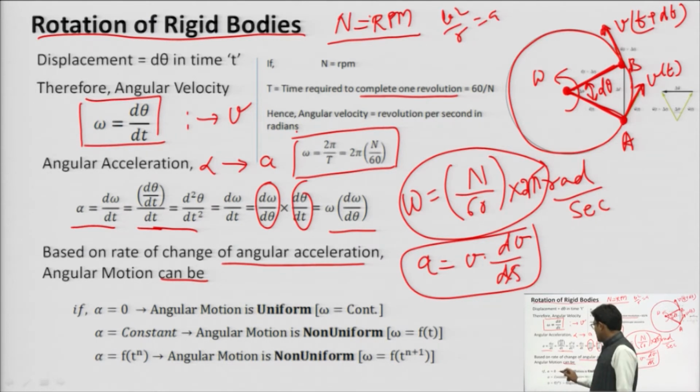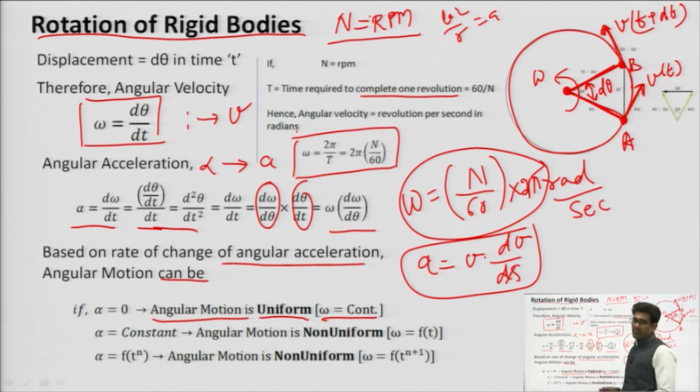So, if alpha is equal to 0, angular motion will be uniform, and it means omega will be constant. Angular velocity will be constant throughout the time if alpha is 0, if it is moving with constant speed.